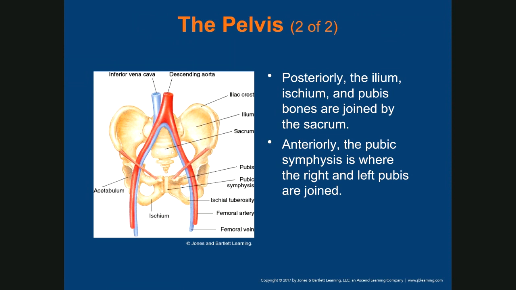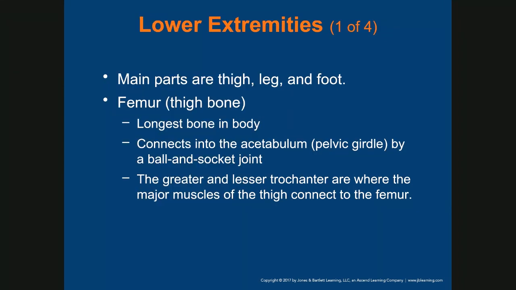Let's look at the lower extremities now. The main parts are the thigh, the leg, and the foot. Within the thigh, or thigh bone, we have the femur, which is the largest long bone in the body. It connects into the acetabulum at the pelvic girdle by a ball and socket joint, and it has an inner and outer portion referred to as the greater and lesser trochanter. This is where major muscles of the thigh will connect to the femur.